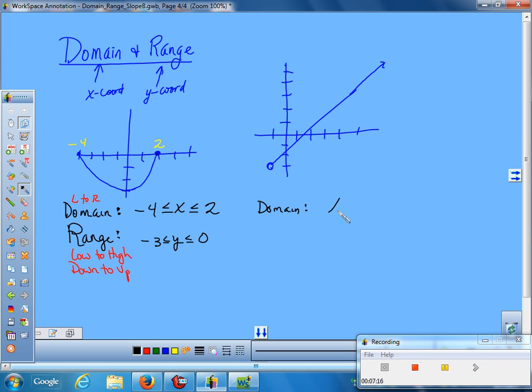I would rather you put x is what? It's greater than -1. Should I have an equal sign? No, because I left it an open circle. Oh, you actually back it off.